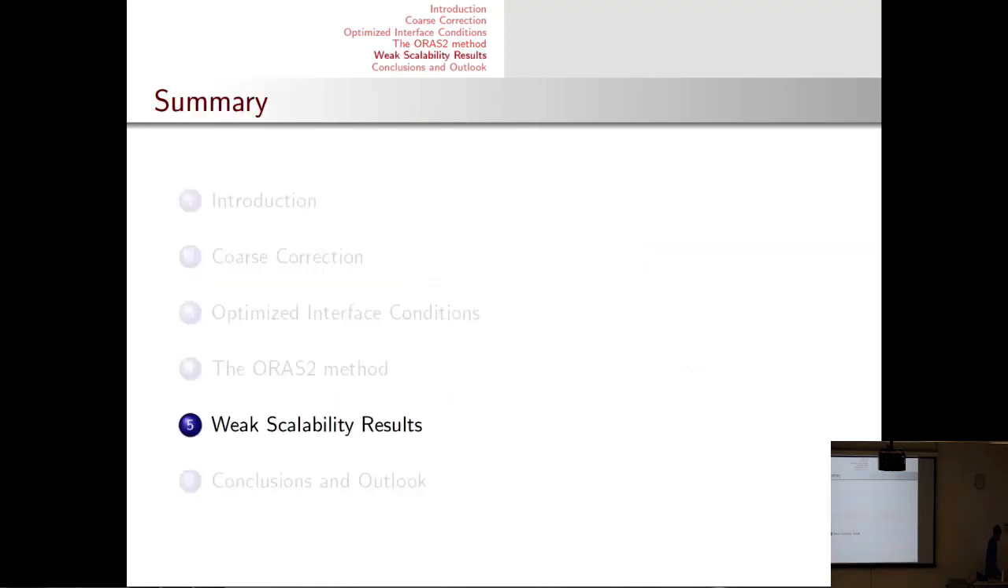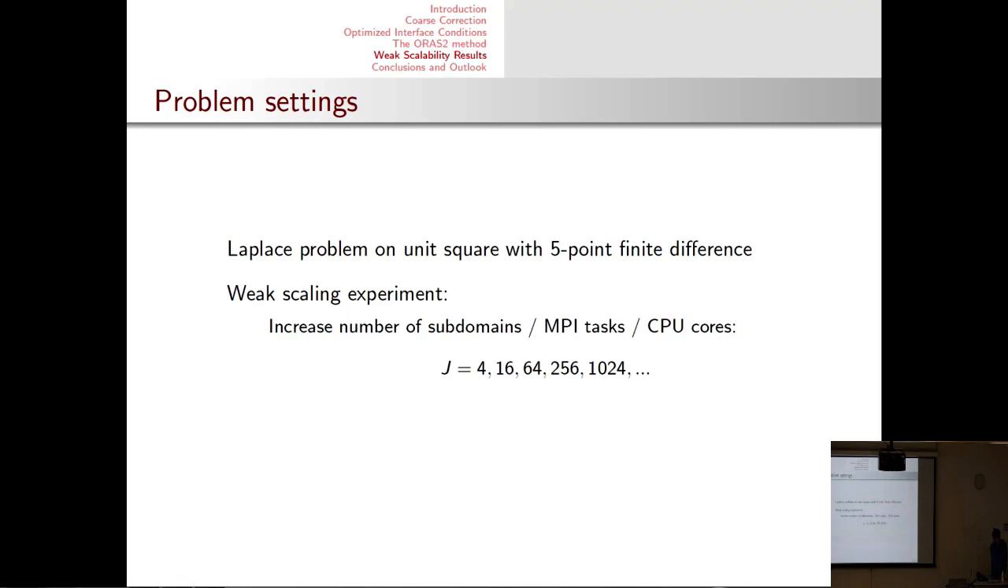Okay, weak scalability results. Again, I repeat that I'm using the Laplace problem on a unit square with 5-point finite difference. I'm doing mixed scaling experiments, and I will increase the number of subdomains, which is equal to the number of tasks and CPU cores. That will be J in my slides. And I keep the ratio of the fine mesh size to the coarse grid size constant, with two possible values.